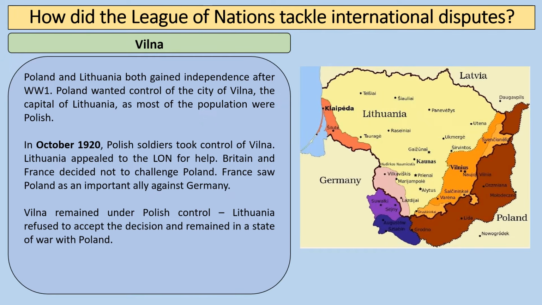So this is an example of the League being unable to solve a problem. And I think what it shows is that when the League was faced by a stronger and more powerful country, like Poland was after the First World War, they were unable to resolve the conflict.